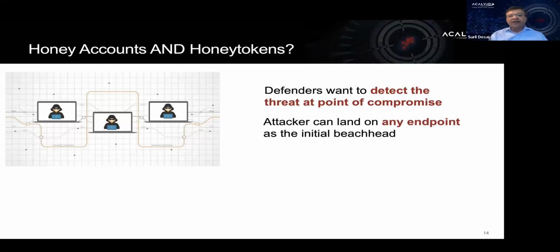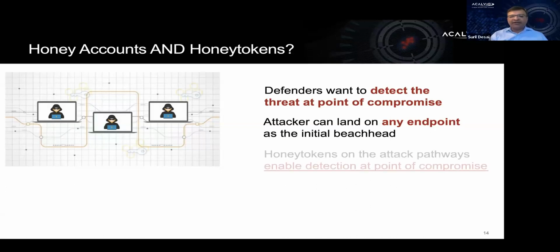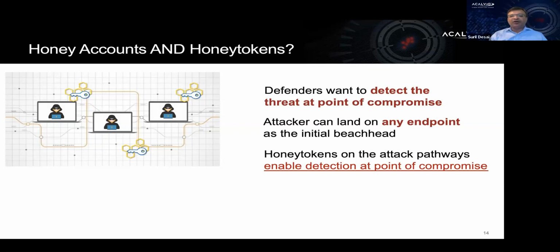Now, the idea is the defender wants to detect the threat early. So at the initial point, let's say, for example, the attacker landed on machine 2, the defender would like to detect the threat at that point itself. Now, in order to do that, deploying Honey tokens on the attack pathways enables detection at the point of compromise. So in the example of machine 2, if the attacker lands on machine 2, if you deploy Honey tokens on machine 2 itself, the defense will get a detection event and you'll be able to detect the identity threat. And this is much before the attacker can reach Active Directory or can reach any critical asset. So it provides early detection at the point of compromise.